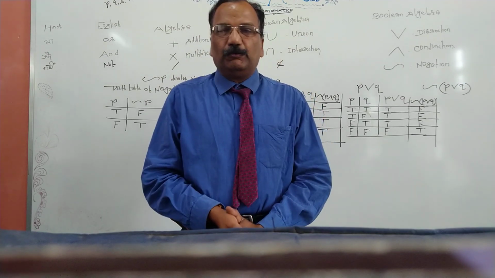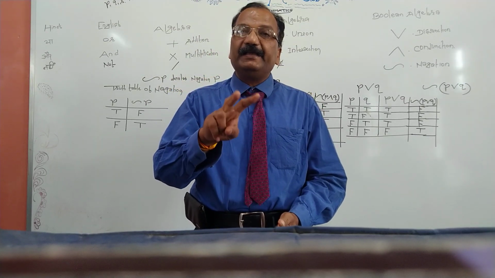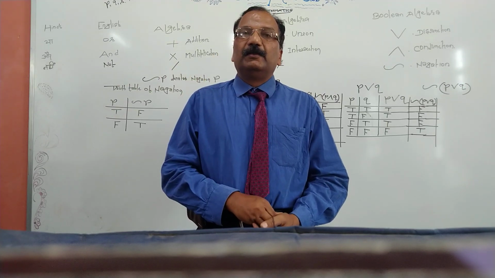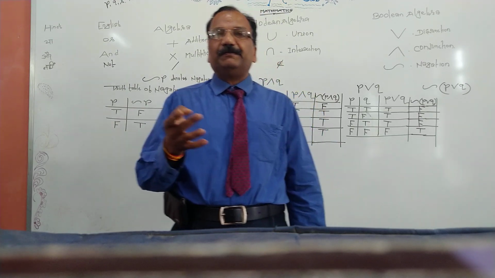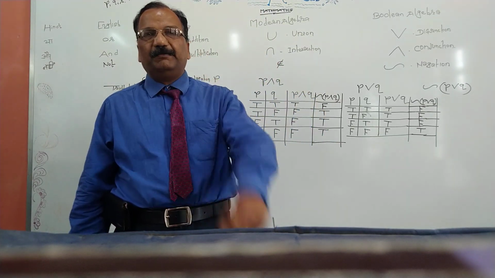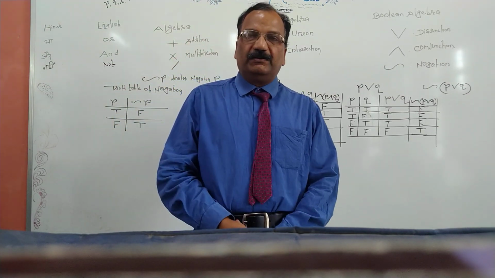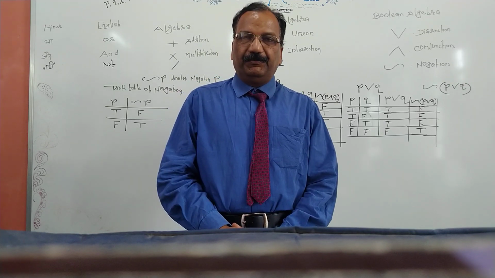Suppose 3 plus 4, so 2 numbers. So binary, B-I-N-A-R-Y, bi means 2. Two numbers are required. So addition, subtraction, multiplication and division, these 4 are the binary operations in algebra. And square roots, cube roots, these are the unary operations.